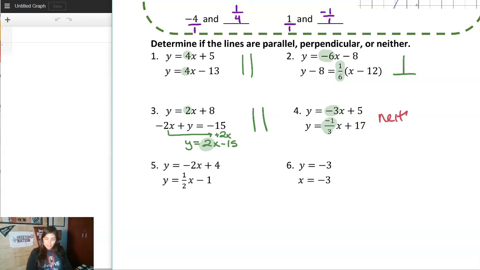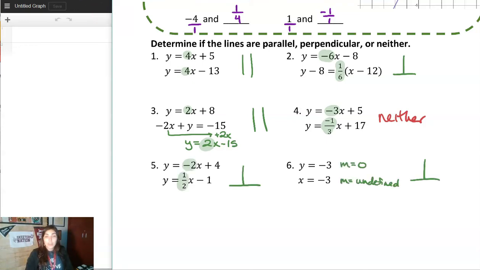They're not the same, obviously, and they're not flip and flip. They're not opposite signs, though they are flipped fractions. This would be neither. You've got number 5 and 6 on your own. Try to see if you can tell if these are parallel, perpendicular, or neither.